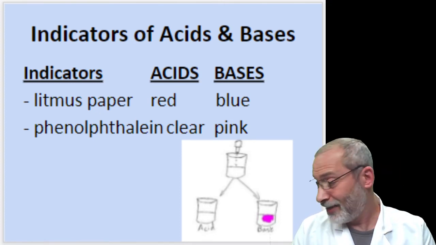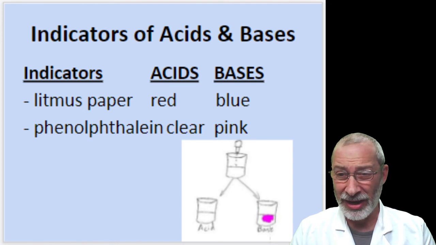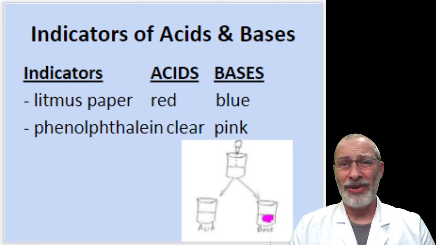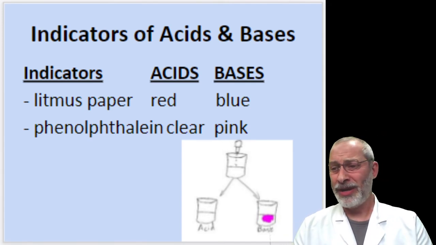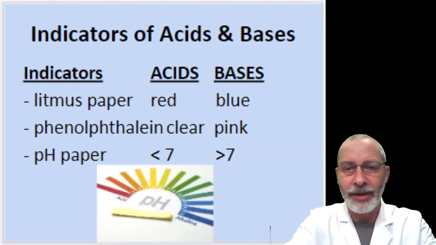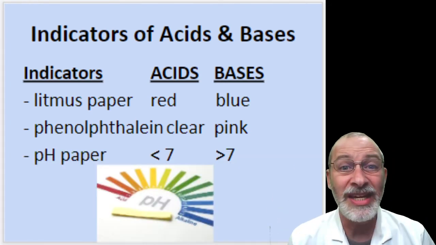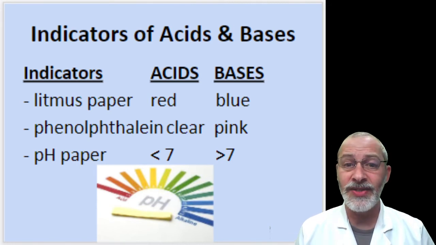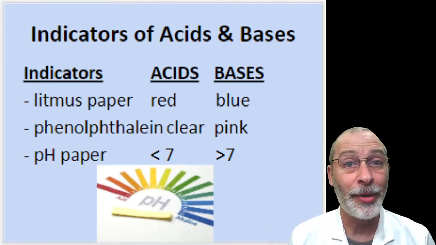Some people might call it pink, some people might call it fuchsia, some people might call it some other fancy name, but we're just going to call it pink. The next indicator of an acid or a base is pH paper.